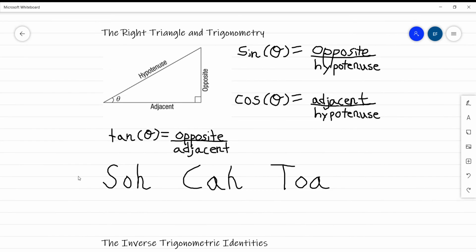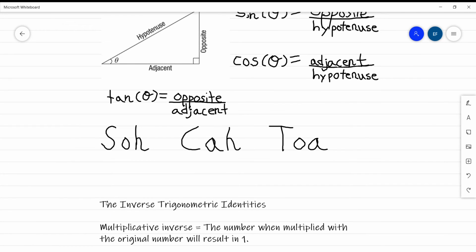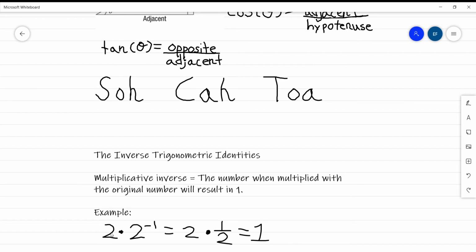And what's cool about the trig functions is they're a lot like numbers and other functions in the fact that they have an inverse. Specifically, I'm talking about a multiplicative inverse. And just a quick reminder, that just means an original number multiplied by this special number will result in 1. So as a quick example, let's just think of the number 2. 2 times 2 to the power of negative 1, which is the same thing as 2 times 1/2, is equal to 1. In this case, 2 to the power of negative 1, or 1/2, is the multiplicative inverse of 2. 2 times 1/2 will give us 1.